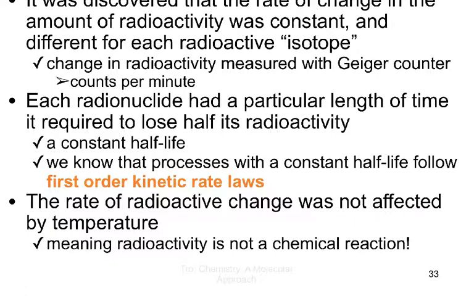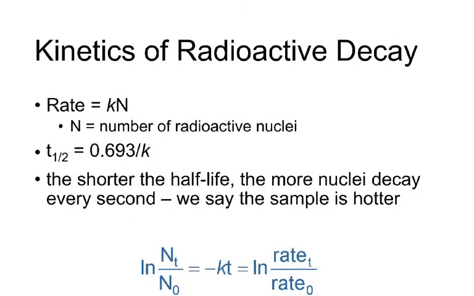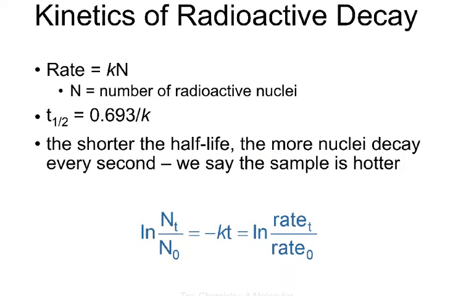So radioactive decay follows first-order kinetics, but it's also not affected by temperature, so it's not a chemical reaction. So the kinetics of radioactive decay: the rate is k, the rate constant, times N, the number of radioactive nuclei. And the half-life for every radioactive nuclide is 0.693, which comes from the natural log, divided by k, that rate constant. The shorter your half-life, the more nuclei will decay every second. And in chemical slang, we say that it's hotter. A hot sample decays faster.